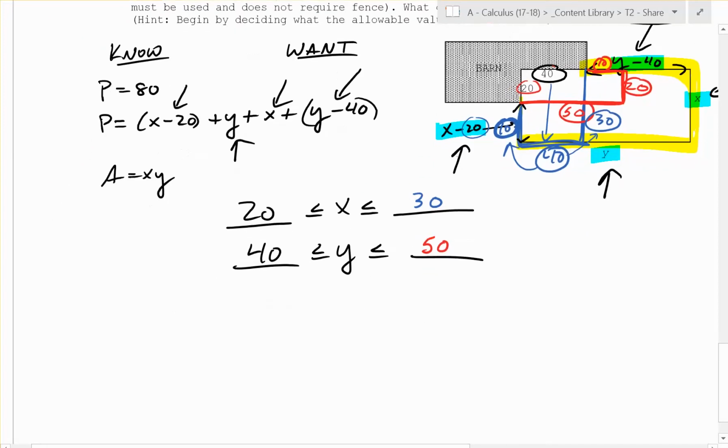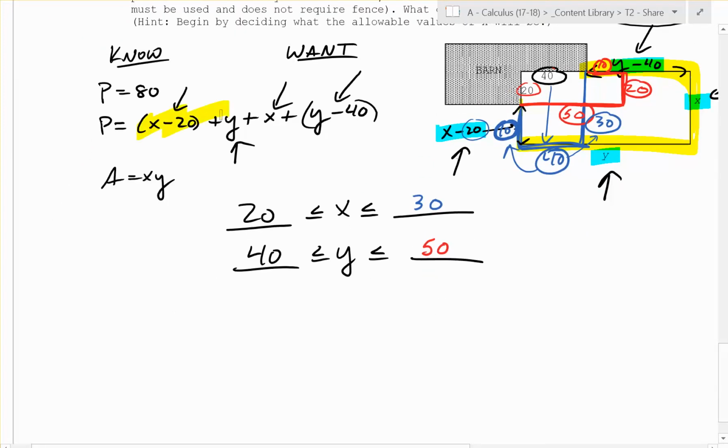So now you keep going. You do the same thing you did before. You take all of this and you simplify it. So what does that mean? How many x's do I see? I see 1x and 2x, so that's 2x. How many y's do I see? 2 of them. And then you have minus 20 and minus 40, so you have minus 60.